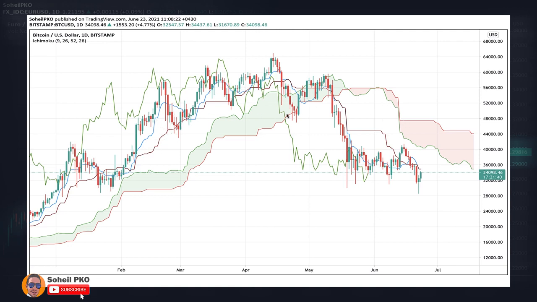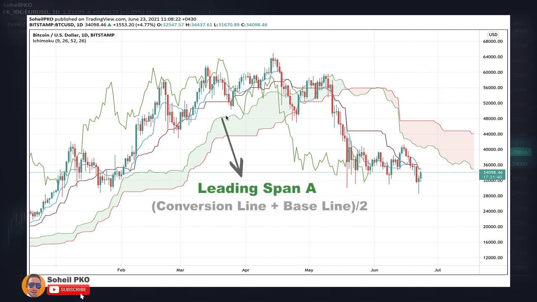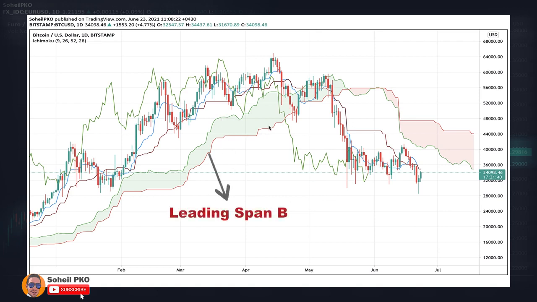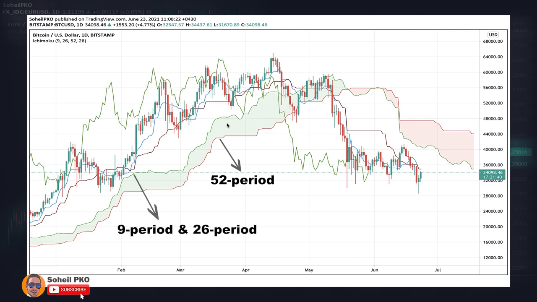These red and green areas are called clouds, and as you can see, it's formed by the help of these green and red lines. The green line is called leading span A, and it's calculated based on conversion line plus baseline divided by 2. And the red one is called leading span B, and it's calculated based on 52-period high plus 52-period low divided by 2. Similar to moving averages, the red line moves slower in comparison to the green one because the red line is calculated based on longer periods, 52 periods, and the green line is calculated based on 9 and 26 periods, so it's more sensitive and moves faster and closer to the price action.